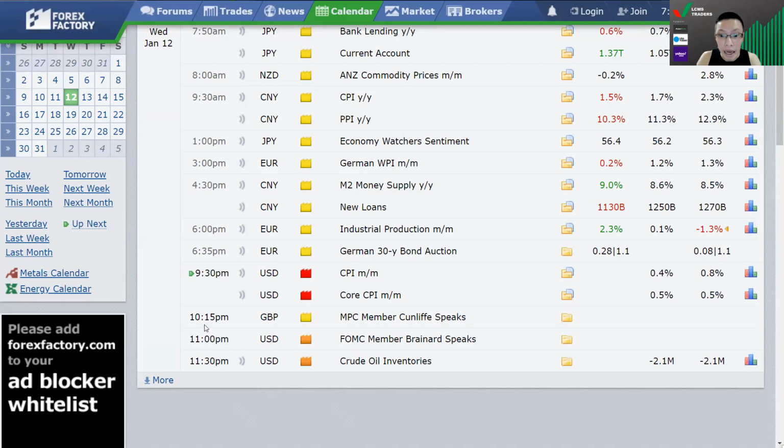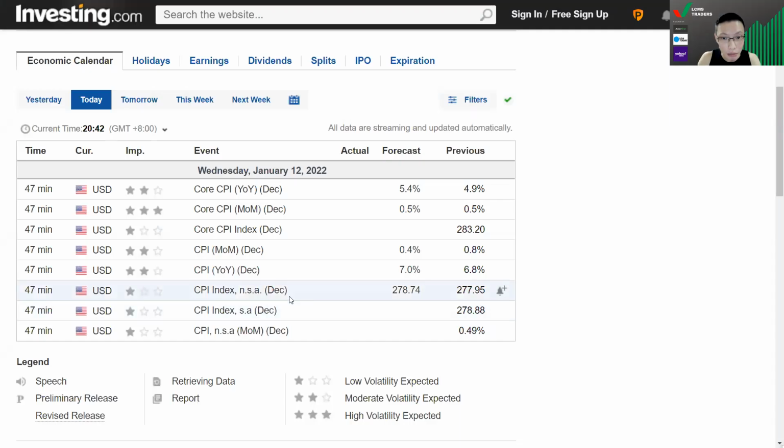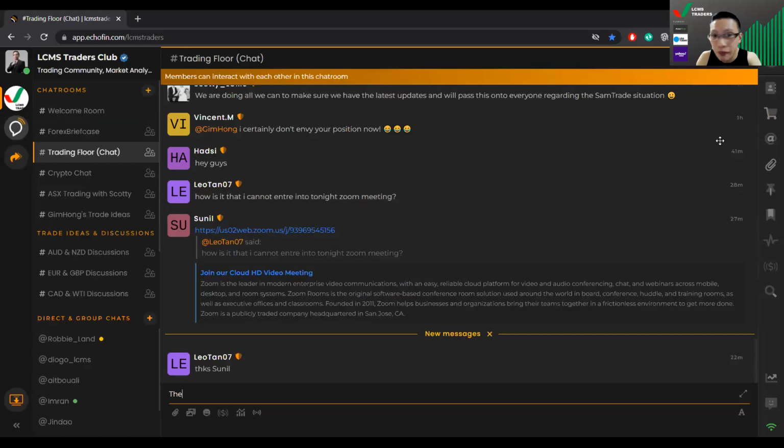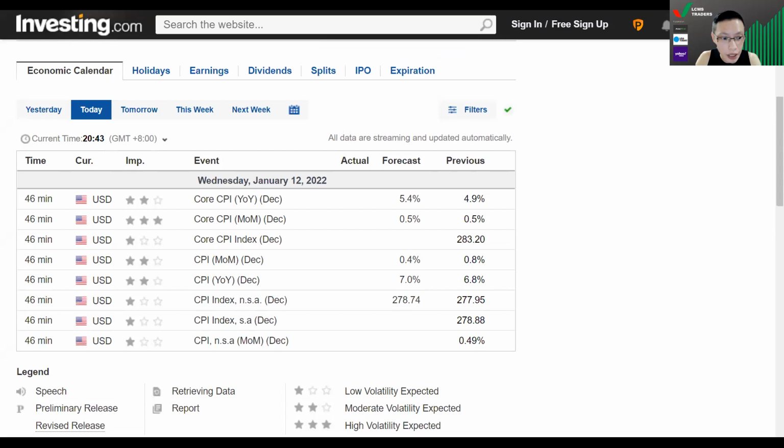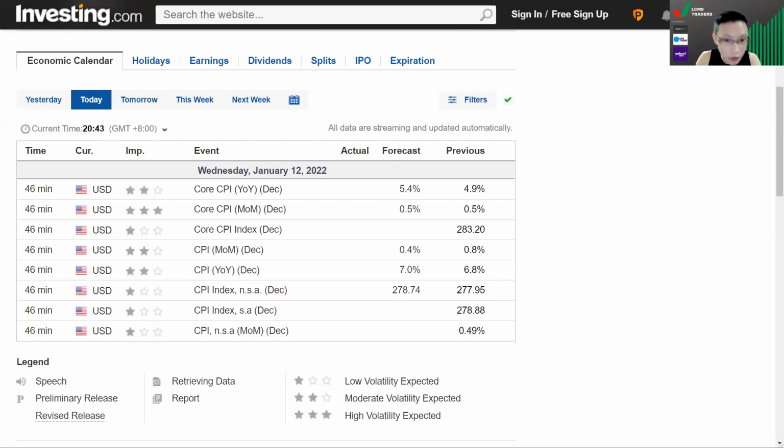Okay, but something I realized: investing.com may be fast, but let me see if I have it right now. Do I have it right now? Let's see. Data flash. I've tried this a couple of times, and I realized that, let me just share my screen so you guys can see it.